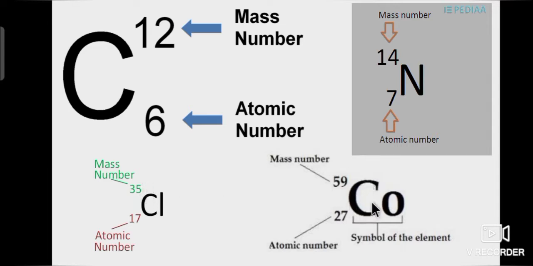Then capital C small o, that is cobalt. 27 is the atomic number. 59 is the mass number. So, a symbol is denoted in 1 letter or 2 letters. In the symbol of an element, the number below is the atomic number and the number above is the mass number.